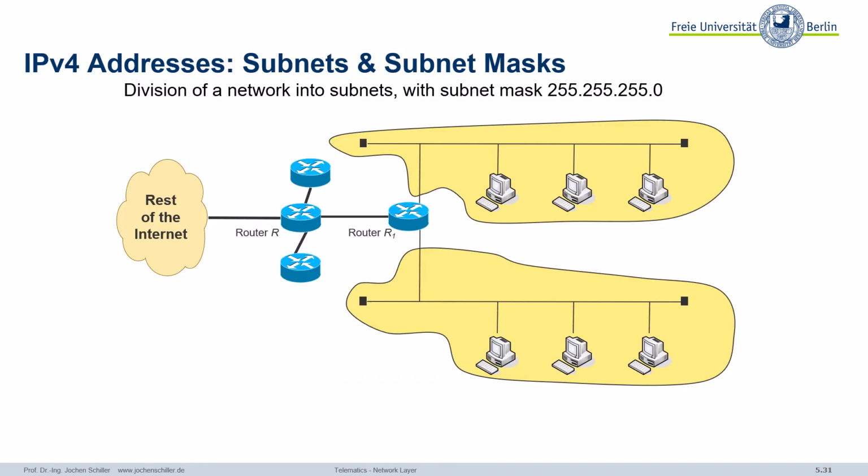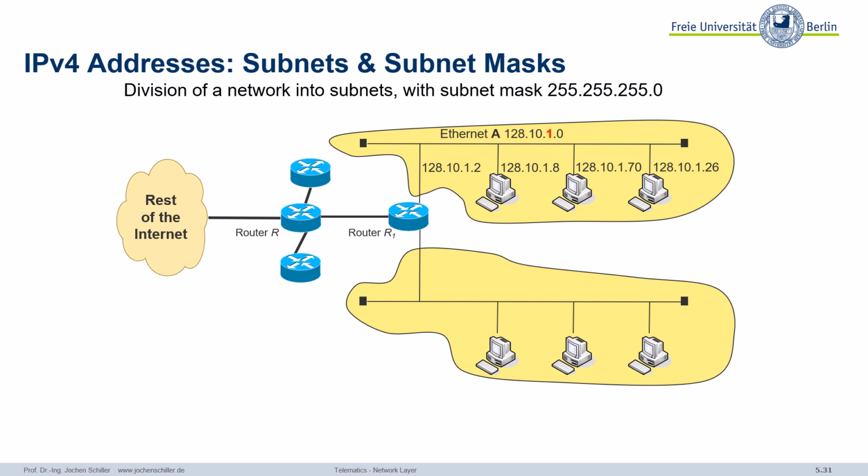For example, if the routers have to forward traffic, the rest of the internet is not interested in this. So the routers here in the internet, they don't care. But administrators can say, okay, our router R1 that connects to, let's say, chemistry and physics or whatever departments, has to know the subnets. And here we use very classical, simple subnet masks, this 255.255.255.